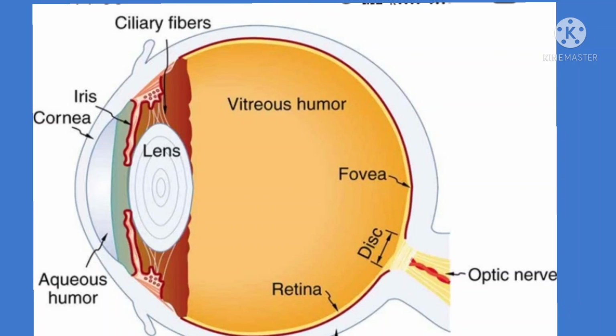Next parts are the yellow spot and the blind spot, which are located in the retina at the back of the eye. In the yellow spot, the maximum number of cone cells are present, so this place is very sensitive to light because of the presence of cone cells. Whereas the blind spot is a part of the eye in which no cells like cones and rods are present. That is the reason this part is insensitive to light.